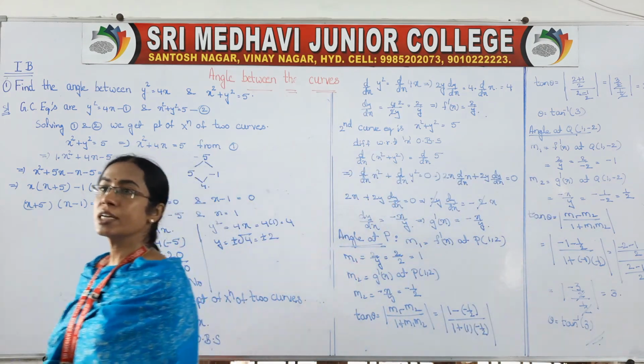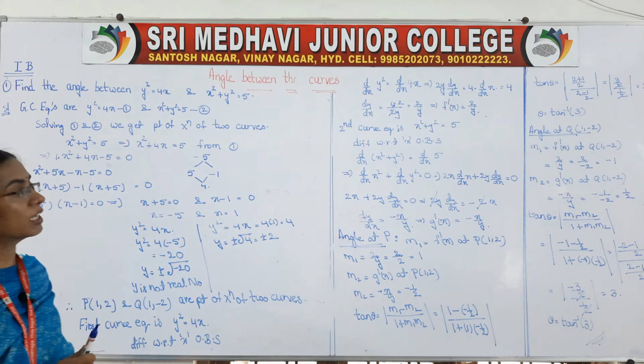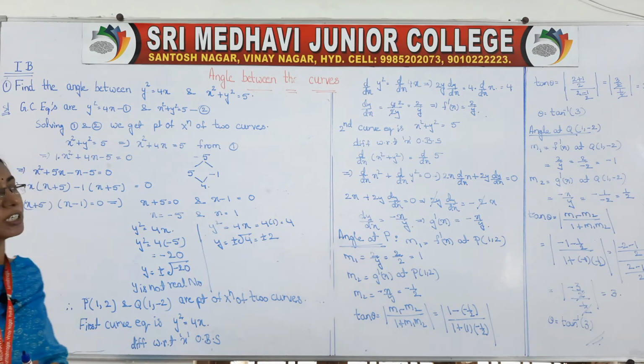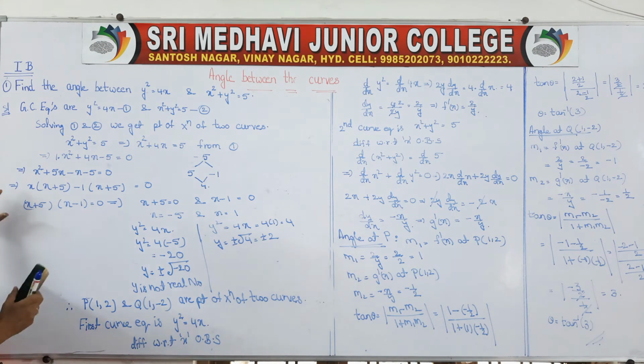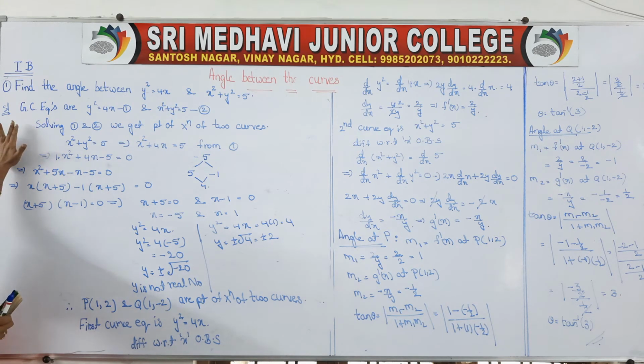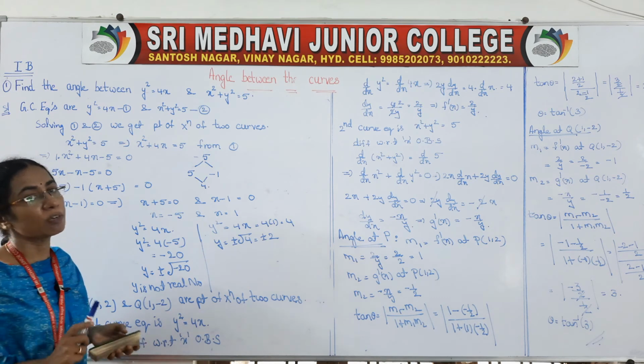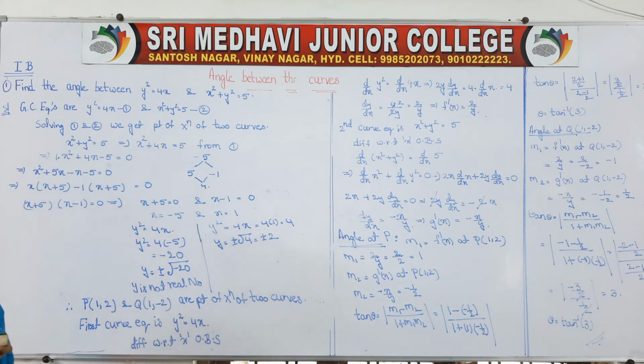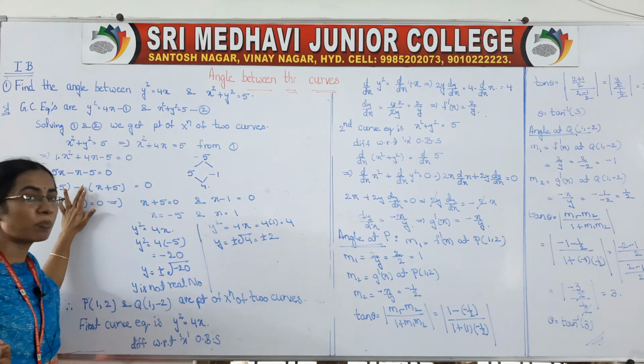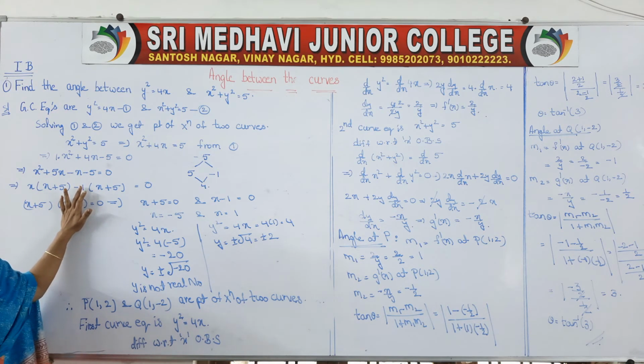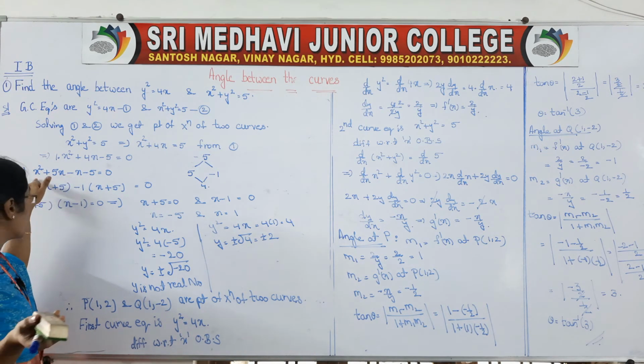So we got the angle between the two curves. The same procedure applies for the angle between curves. What is the procedure? First you take the two curve equations and solve them. Sometimes you will get one point of intersection, sometimes two points of intersection. Curves can intersect at one point or at two points.